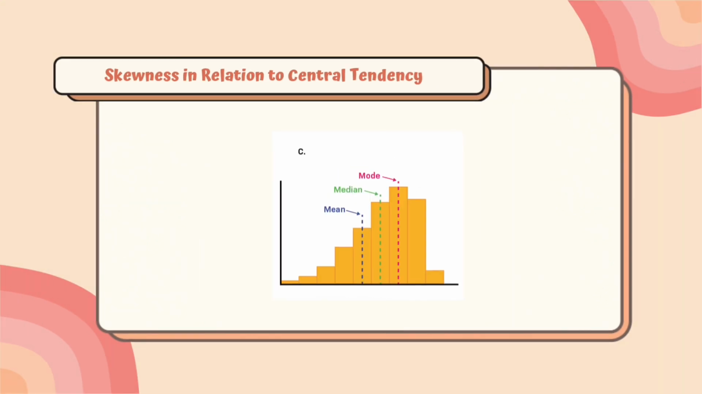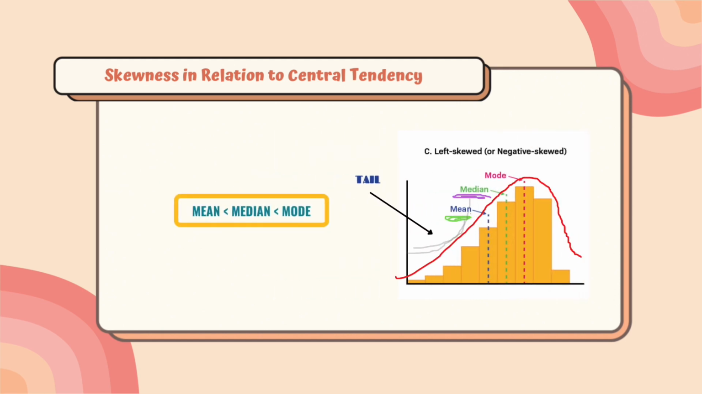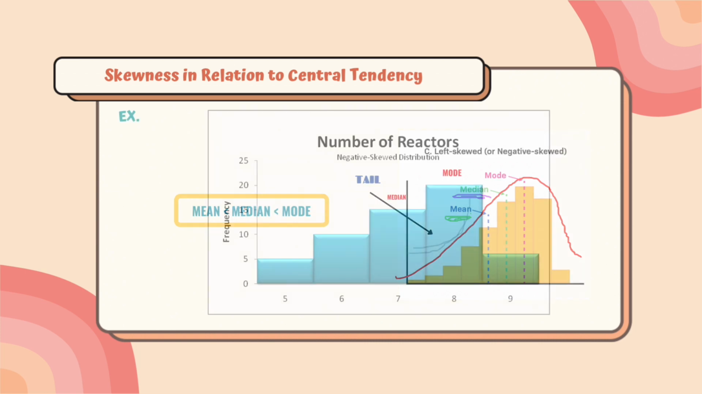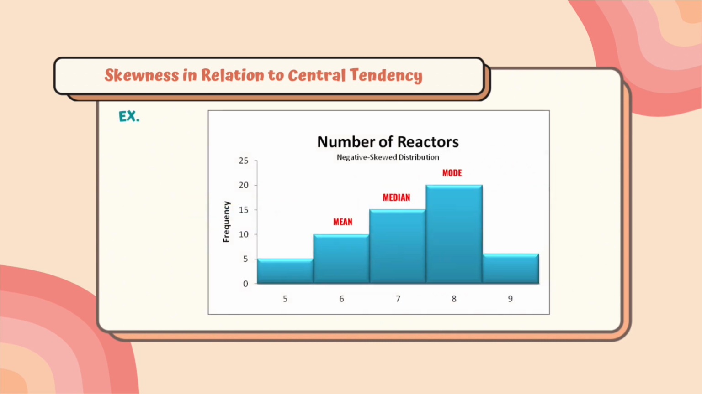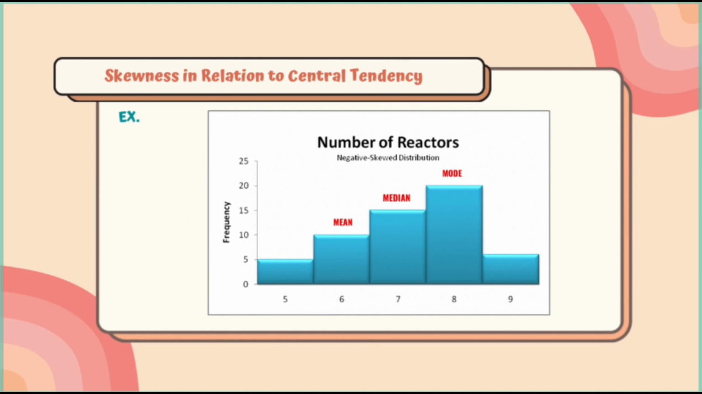The last histogram, histogram C, clearly shows that the tail of the data is on the left side. Therefore, we can tell that this particular distribution is skewed to the left, or called negatively skewed. In a negative or left skewed distribution, the mean is less than the median and they are both less than the mode. For example, the histogram for the number of reactors in a negatively skewed distribution shows that the mode is greater than the median and the mean. Therefore, the mean is 6, the median is 7, and the mode is 8.